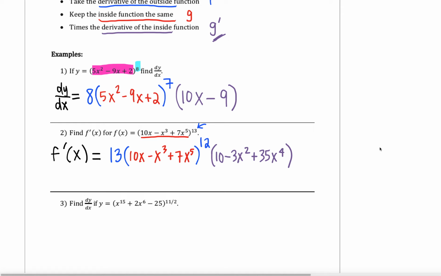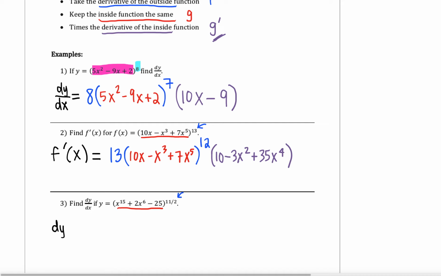So here, we want to find dy over dx when y is x to the 15th plus 2x to the 6th minus 25, and all of that is being raised to the 11/2 power. Why don't you pause the video here and decide what your inside function is, as well as what your outside function is. So in this example, our inside function, if I start with that piece first, would be the x to the 15th plus 2x to the 6th minus 25. That is all being raised to our exponent here of 11/2, which would be the outside function.